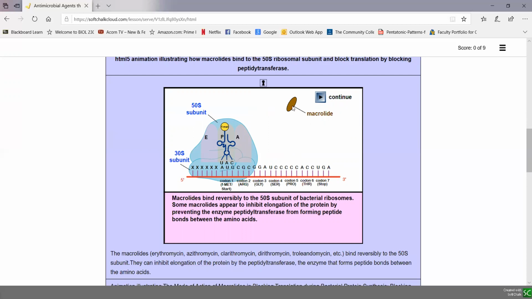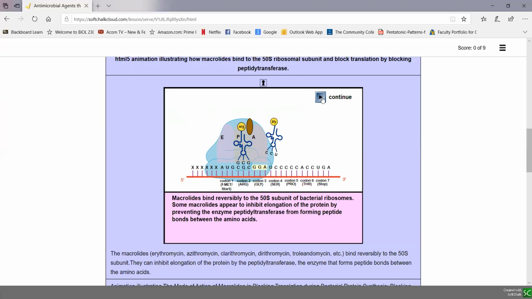So here's a macrolide, and as we see, this binds to the 50S subunit, and it binds right where the enzyme peptidyltransferase is located. So now, the next codon to be read is CGC, and so a transfer RNA with a complementary anticodon, GCG, forms hydrogen bonds, but no peptide bonds form between the amino acids because the peptidyltransferase is blocked. So in this case, the transfer RNAs can line up carrying amino acids, but no peptide bond forms and no proteins are formed.